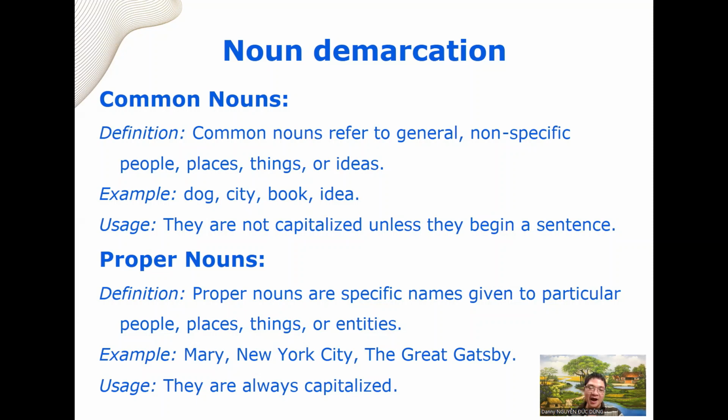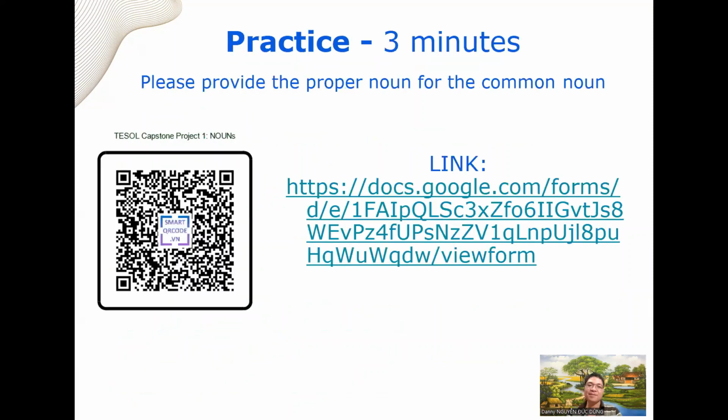And what are proper nouns? Proper nouns are specific names given to particular people, places, things, or entities, like Mary, the name of a girl, New York City, The Great Gatsby. And they are always capitalized. Okay, remember that. To get you a little familiar, let's do a practice.